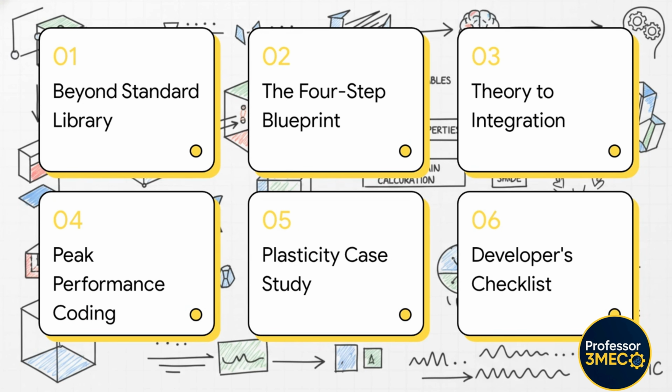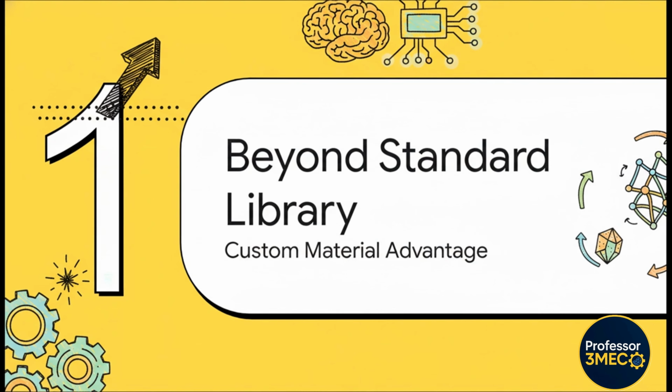Here's our game plan for today. First, we'll talk about why you'd even want to step outside the standard library. Then, I'll give you a simple 4-step blueprint that's going to be our guide. From there, we'll dive into the theory and how to integrate it. Get our hands dirty with some coding for real speed, and see it all click in a plasticity case study. And we'll finish up with a super important developer's checklist to make sure your projects fly. Okay, so let's dive right in.